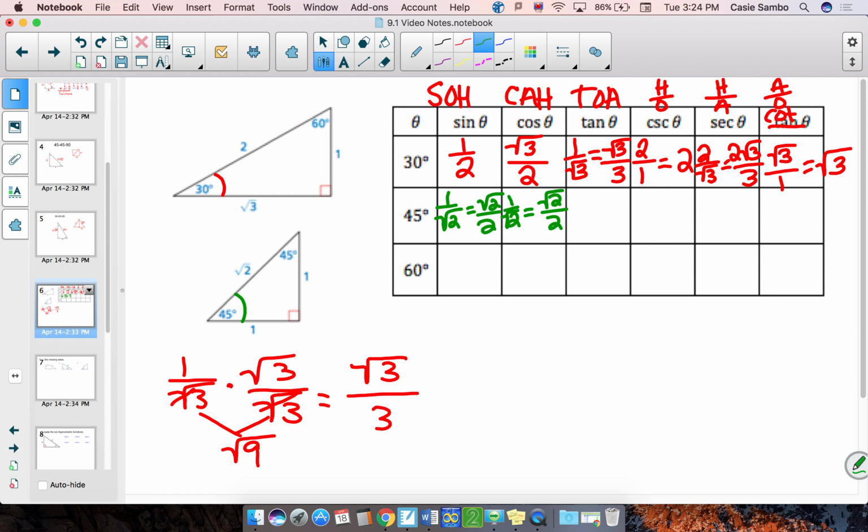Our tangent is our opposite over adjacent, which is just 1 over 1, or 1. Our cosecant is our hypotenuse, square root of 2 over our opposite, which is 1. That reduces to just be the square root of 2. Repeats with our secant. It's going to be exactly the same because it is that isosceles triangle. And lastly, cotangent, 1 over 1 is just 1.